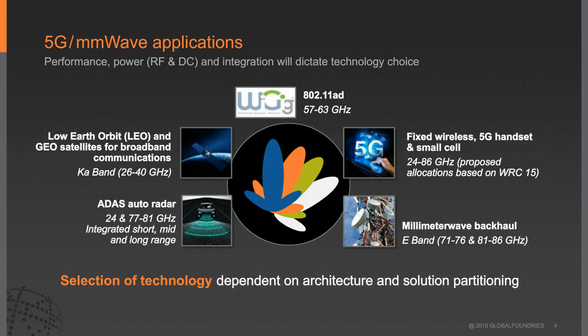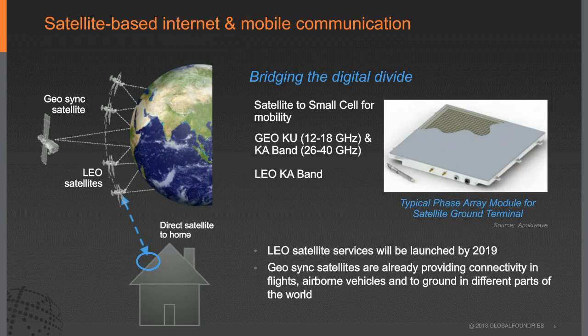Let's start with satellite-based internet and mobile communication. Satellite-based internet and mobile communication provides connectivity to the population in remote regions which does not have broadband connectivity. Geosynchronous satellites are already providing connectivity in flights, airborne vehicles, and in different parts of the world.